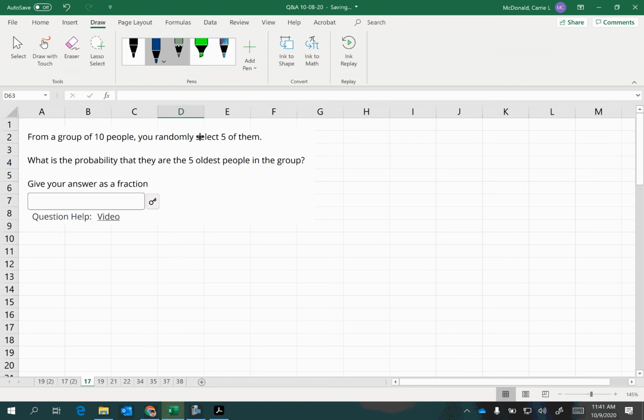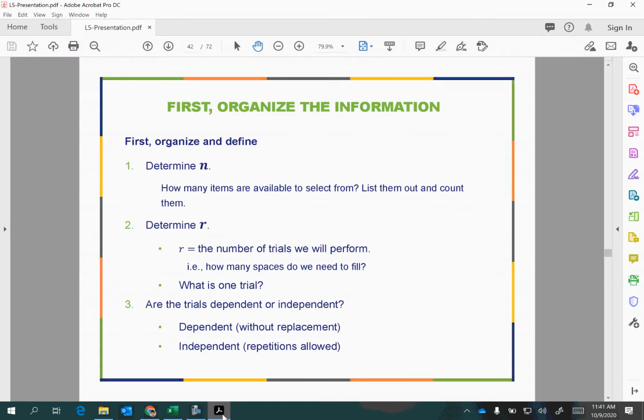With counting rules, the strategy starts with being organized. 1. Determine N, how many items are available to select from. If you have difficulty visualizing that, you can list them out and count them. 2. Also determine R, the number of trials we will perform. In other words, how many spaces do we need to fill? Or if you're having trouble determining that, think about the process and ask yourself, what would be one trial? And then count how many of those you're going to do.